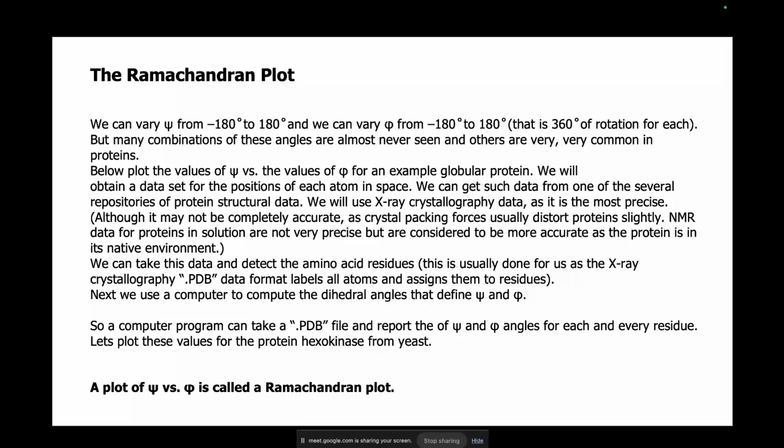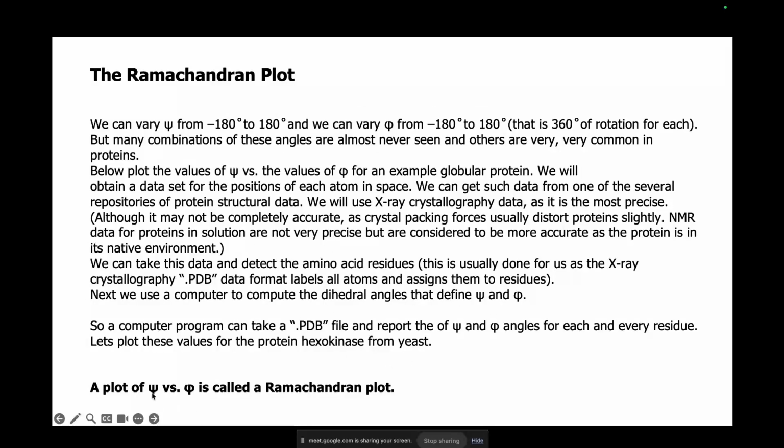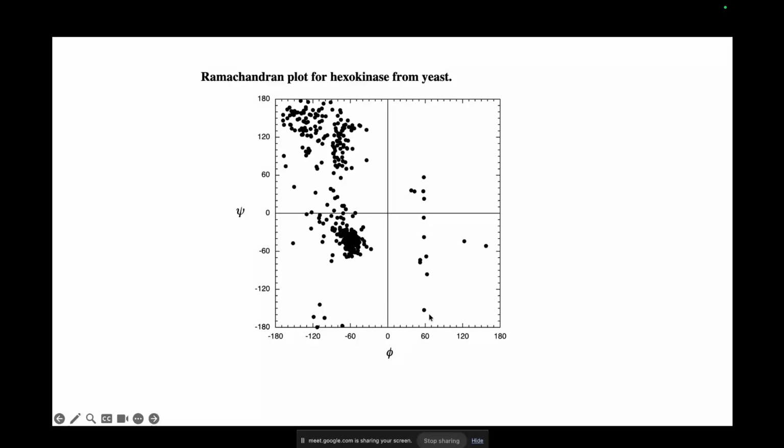We'll see the Ramachandran plot in the next slide. We can take basically X-ray crystallographic data, and we can check what these psi and phi angles are across different proteins, and you can report this set of psi and phi angles for each and every residue of this protein. Now if you do it for yeast, this is how the Ramachandran plot looks. So a Ramachandran plot is basically a plot between the psi and the phi. These two angles, when you're plotting in a plane, this is the Ramachandran plot.